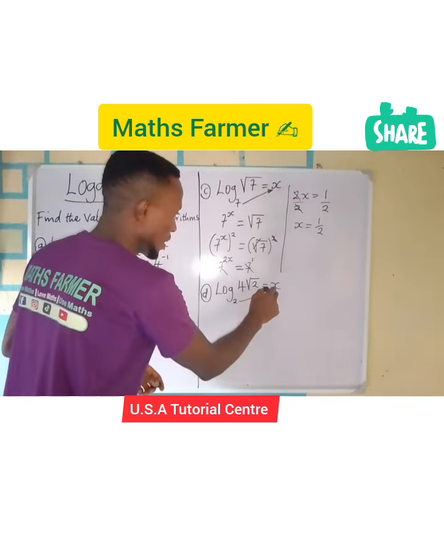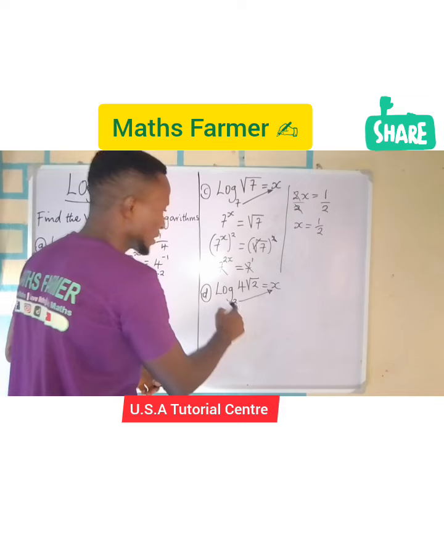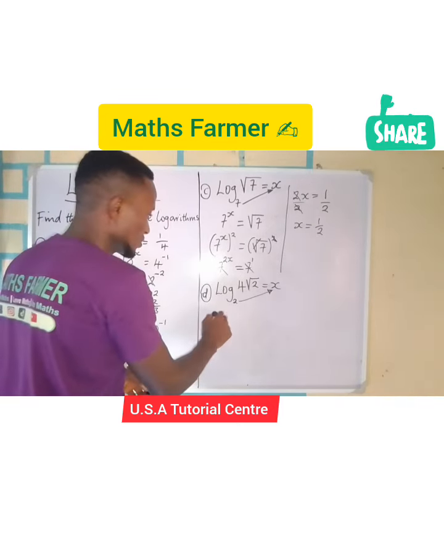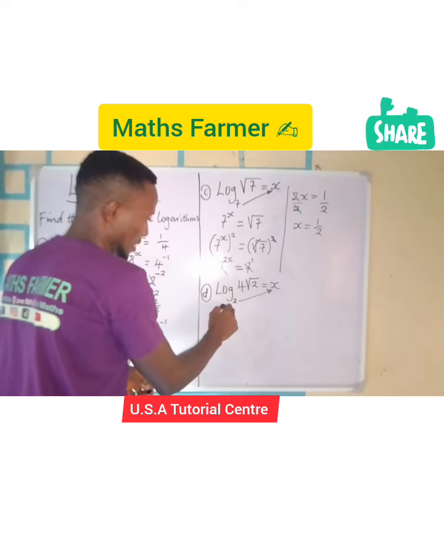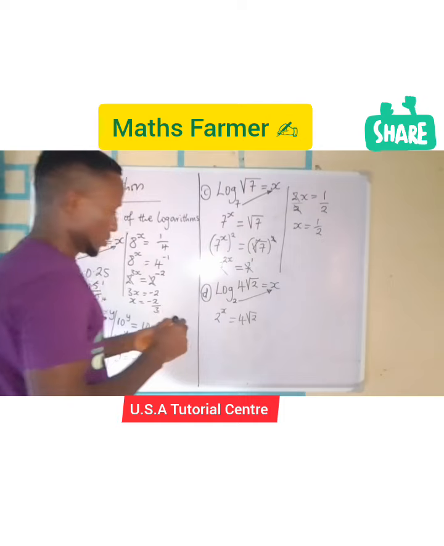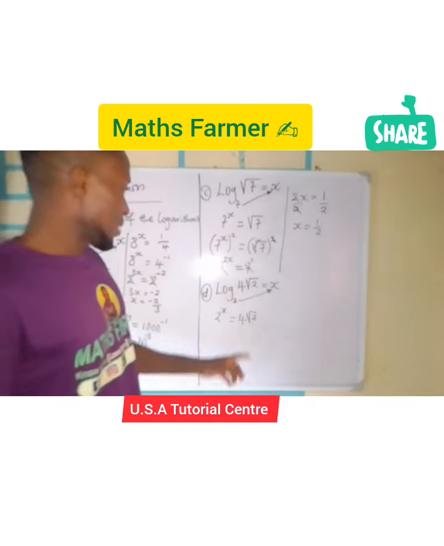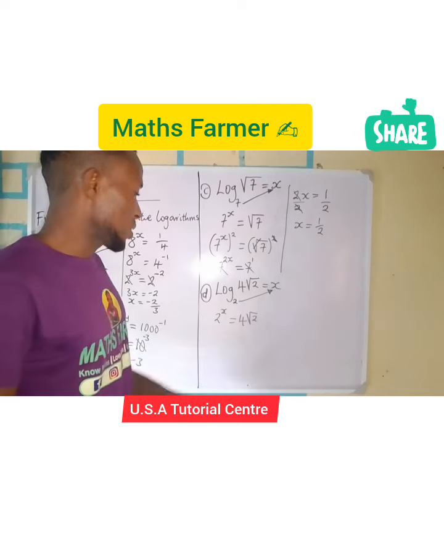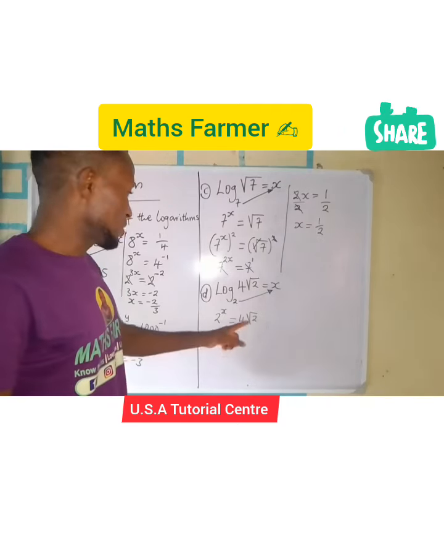So now I will put my arrow to remind you that whatever you have as the base is going to be raised to the power of what you have here. That is 2 raised to the power of x equals 4 root 2. Now, we have a square root here. We have to remove this square root.